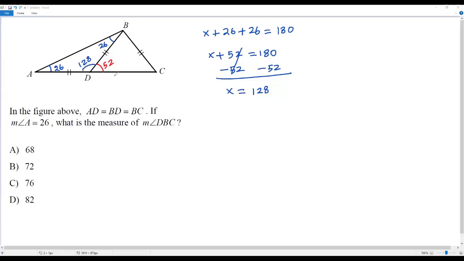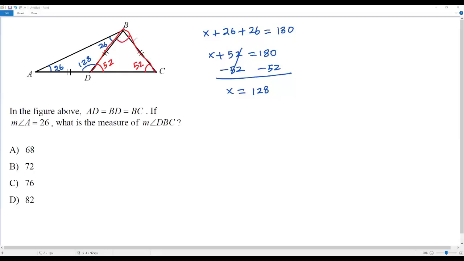Okay, let's consider the triangle BDC. In this triangle BDC, the sides BD and BC are equal in length. Then the angle measures which are opposite to these two sides must be equal. This angle measure, the one I found, is opposite to the side BC, and the angle measure at the vertex C is opposite to the side BD. Since BD and BC are equal, these two interior angle measures, opposite to the sides of equal length, must be equal. Already we know that the measure of this angle is 52, then the measure of this angle also must be 52.